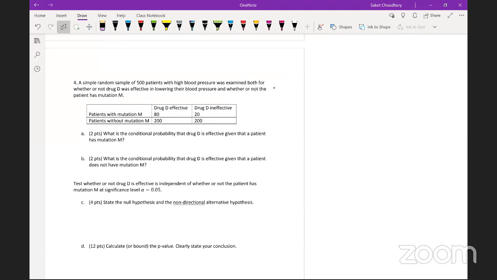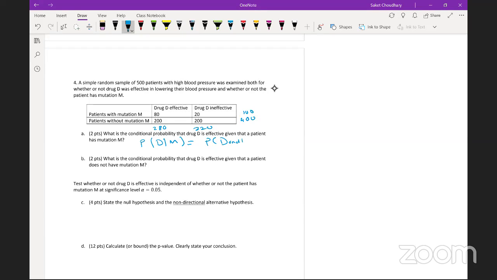You're given this data coming from association between a drug D and a mutation M. I'll first write down the totals for each row and column. This is 100, this is 400, this is 280, this is 220. Okay, I think all of you got this problem right. What is the probability that D is effective given that a patient has mutation M?